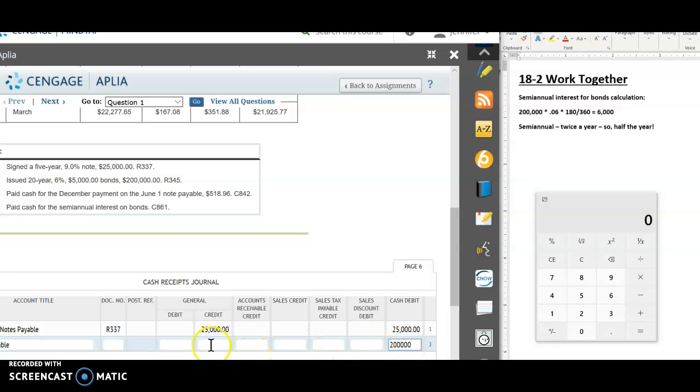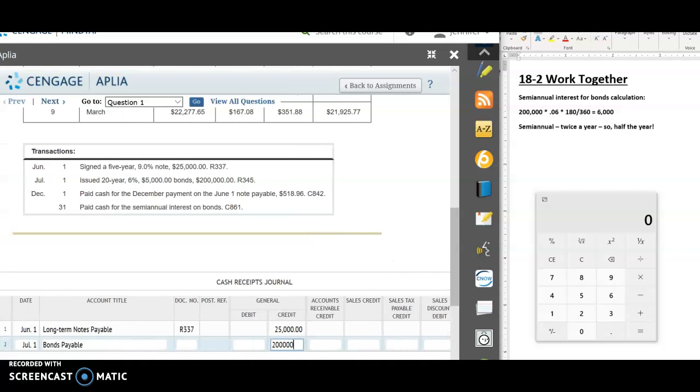And again, it's going to go under general credit because we're not making a sale. We're not doing accounts receivable. We are just handing out bonds, which is not what our company sells. That's just a way to kind of take out a loan, but instead of doing it from a bank, you allow any old regular person that wants to buy a bond to buy it and give you the cash. Okay, so that again is receipt 345.